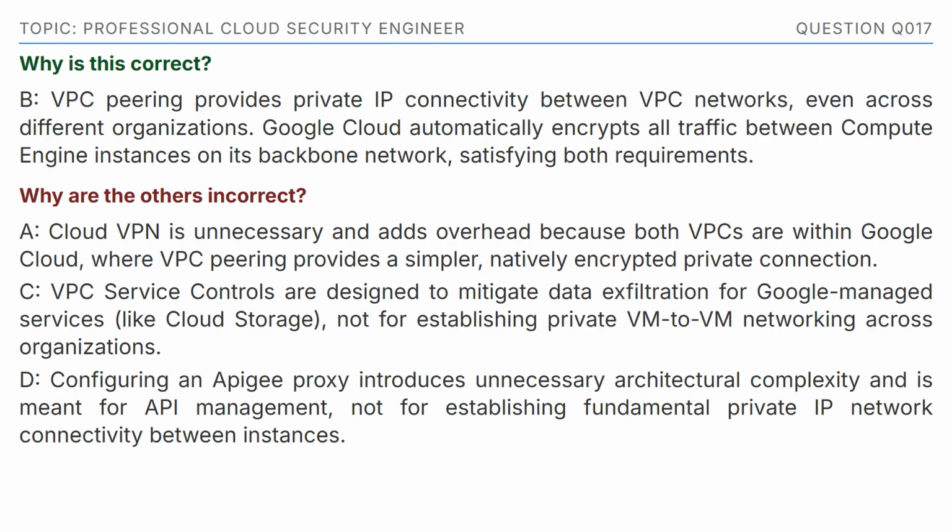Why are the others incorrect? A. Cloud VPN is unnecessary and adds overhead because both VPCs are within Google Cloud, where VPC peering provides a simpler, natively encrypted private connection. C. VPC Service Controls are designed to mitigate data exfiltration for Google-managed services, like Cloud Storage, not for establishing private VM-to-VM networking across organizations. D. Configuring an Apigee proxy introduces unnecessary architectural complexity and is meant for API management, not for establishing fundamental private IP network connectivity between instances.